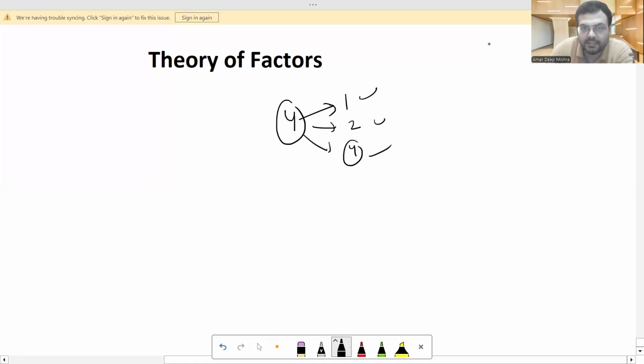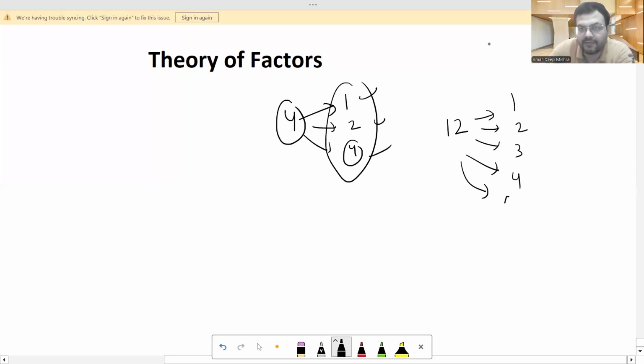Okay, now if I talk about 12, so for 12, how many factors do we have? We have 1, we have 2, we have 3, we have 4, we have 6 and we have 12. So these many factors we have. Okay, this is how we find out the factors.